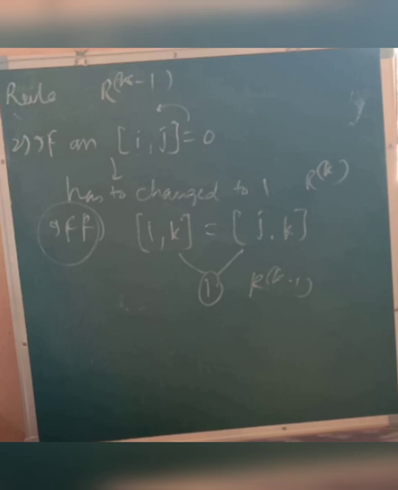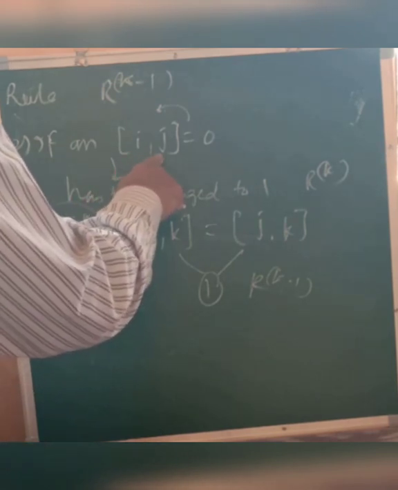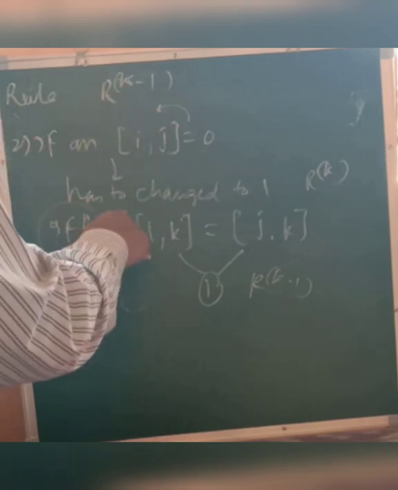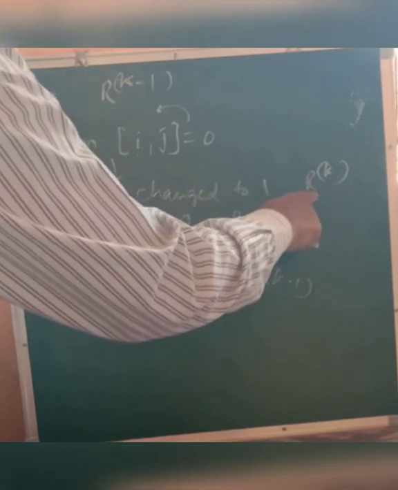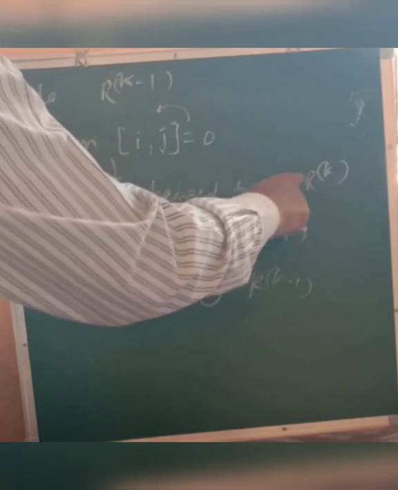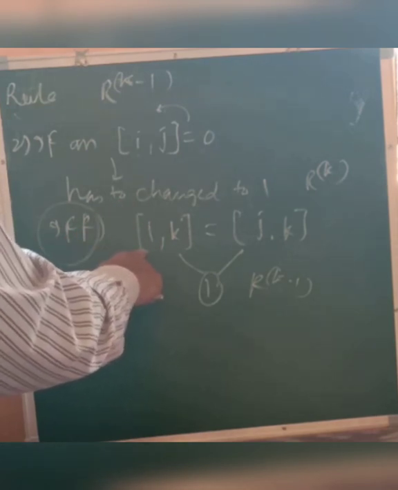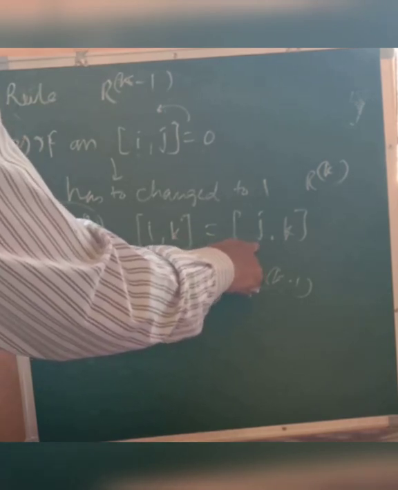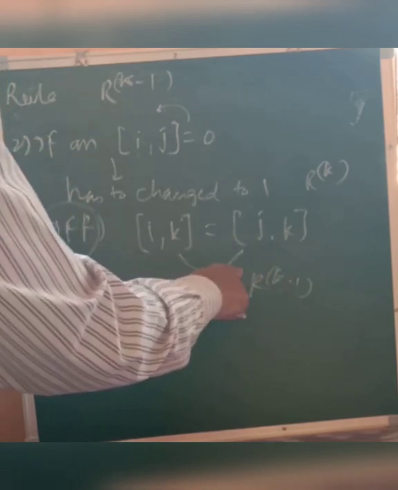If an element in row i, column j is 0 in R(k-1), it has to be changed to 1 in the recurring matrix R(k) if and only if the element in its row i, column k, and the element in its row j, column k are both 1s in R(k-1).